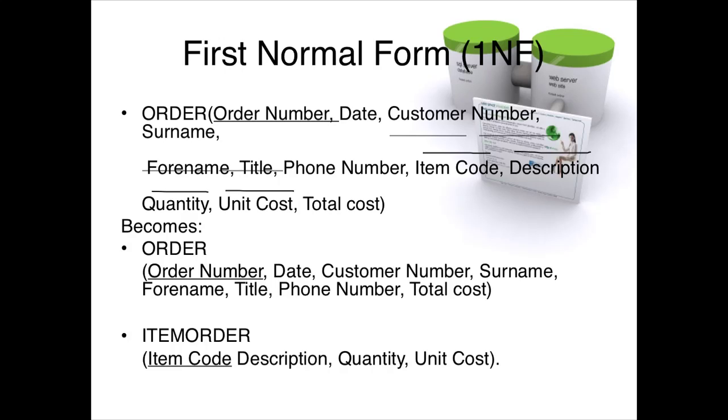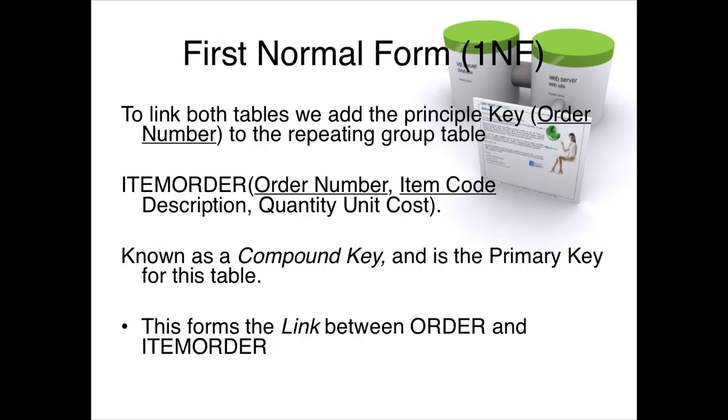The reason for this is what we do is we take our standard zero normal form and we draw lines over the items that make up the repeated group, and then we divide that into a separate table. So now we have two tables, order, that's shown there, and item order. We're not quite finished yet.